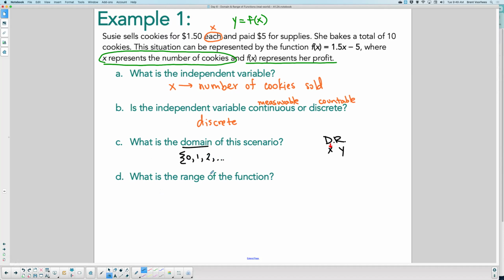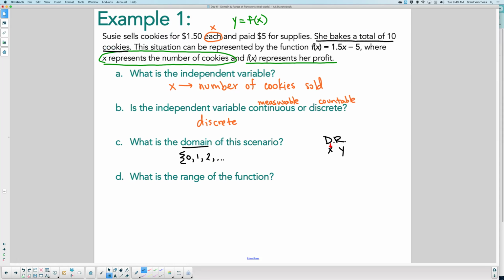Now, could we sell an infinite amount? Answer in this problem is no. I could not sell infinite in this problem. Look, this problem tells us how many we could actually sell. What's the most amount of cookies we could ever sell? 10. Why? We only baked 10 cookies.